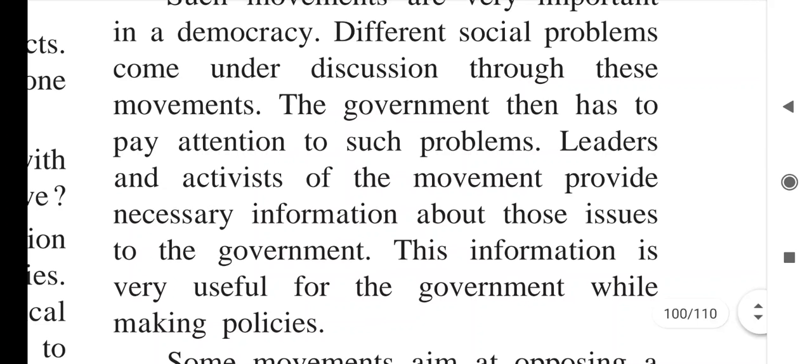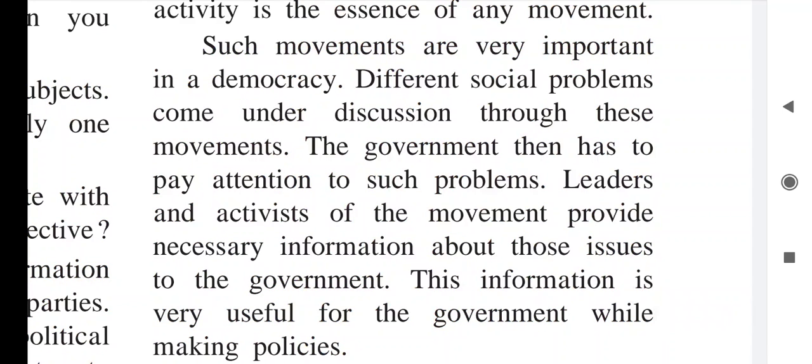So such movements are very important in democracy, because if people are having some issues, some problems, and they want to find a solution to their problem, then they will try to make the government aware, because the government will solve their problem. So the leaders of these movements will provide all the necessary information to the government, and that information will be helpful for the government to take decisions or to make policies.